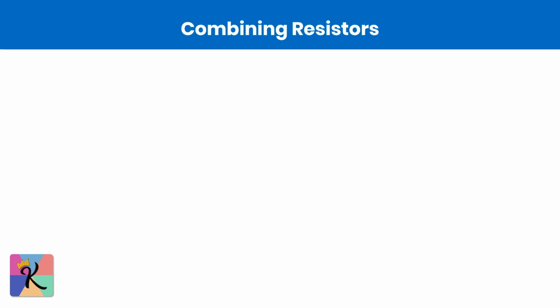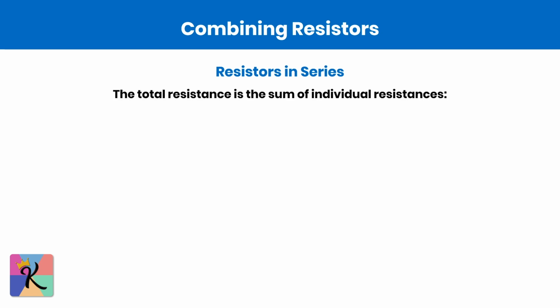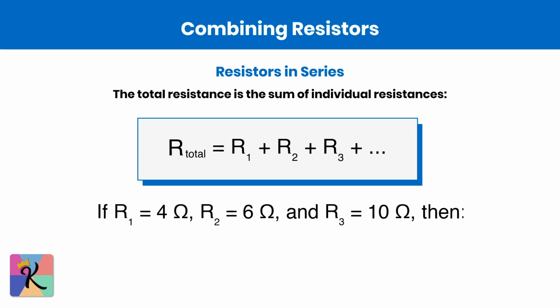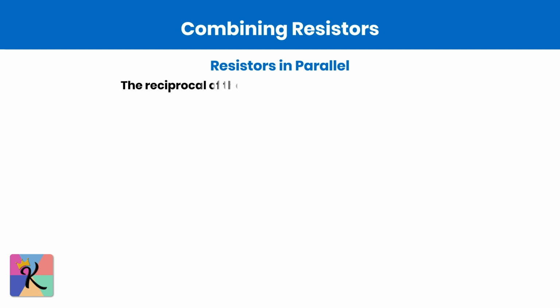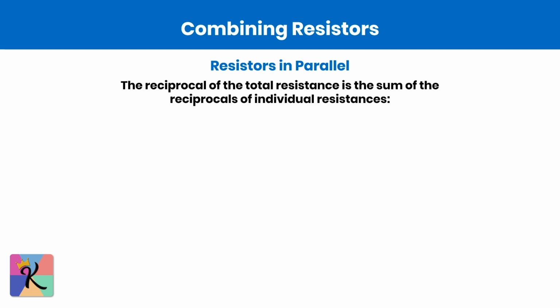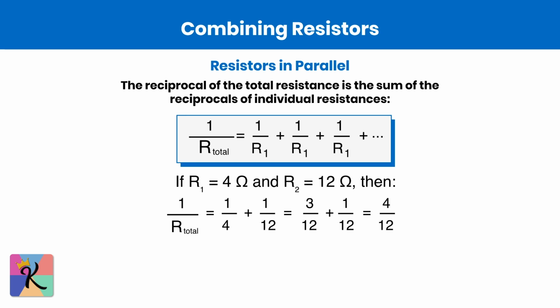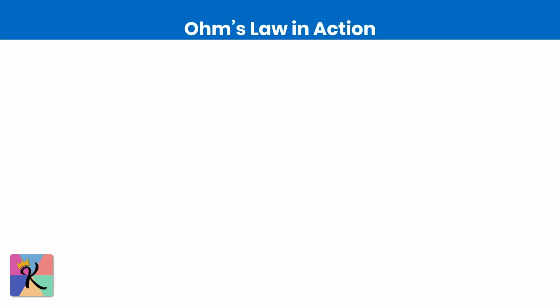Combining resistors. Circuits often have multiple resistors, and their configuration affects the total resistance. In a series configuration, the total resistance is the sum of individual resistances. For example, if resistors of 4 ohms, 6 ohms, and 10 ohms are in series, the total resistance is 20 ohms. In a parallel configuration, the reciprocal of the total resistance is the sum of the reciprocals of individual resistances. For example, if you have resistors of 4 ohms and 12 ohms in parallel, the total resistance is approximately 3 ohms.